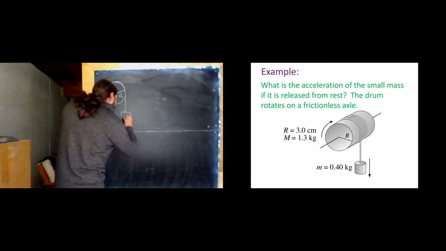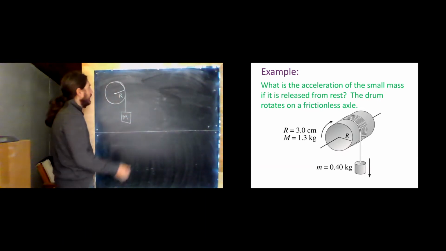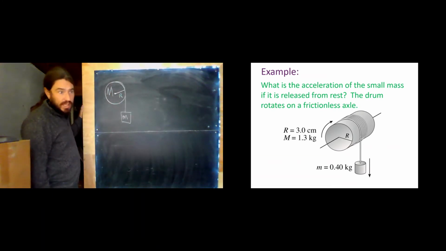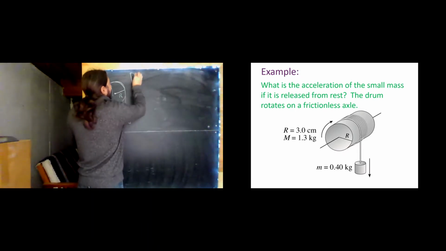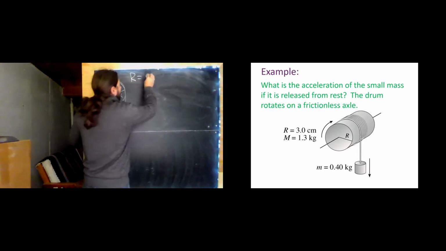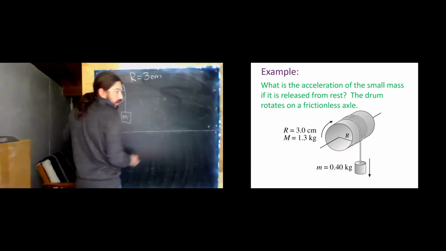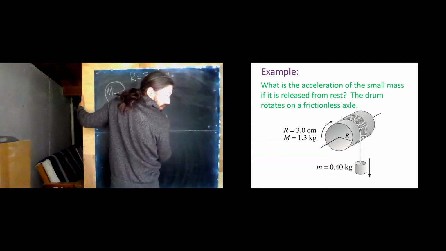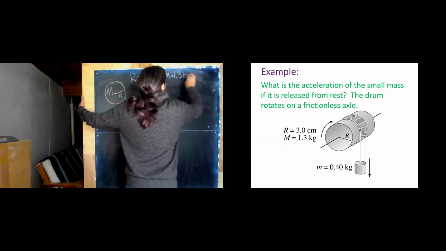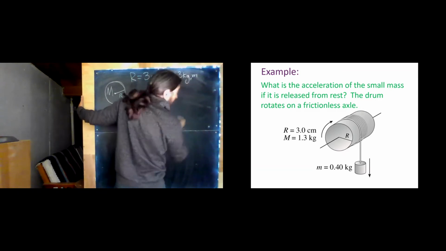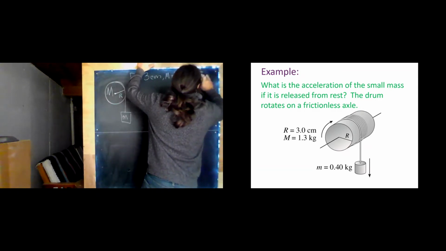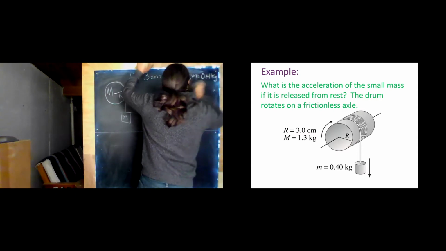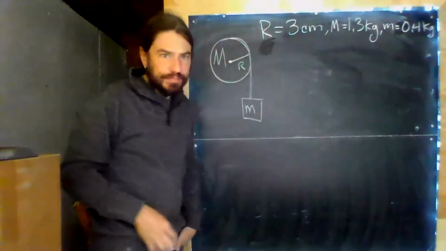We'll use little m to represent the mass of the hanging thing, and big M to represent the mass of my rotating thing. Now we have that R equals 3 centimeters, big M is 1.3 kilograms, little m is 0.4 kilograms. Okay, so there is all of our data.